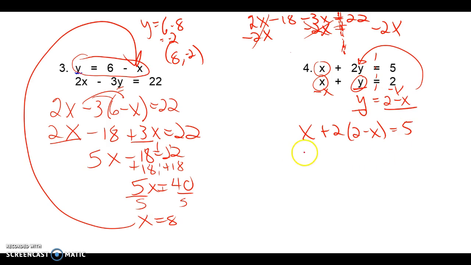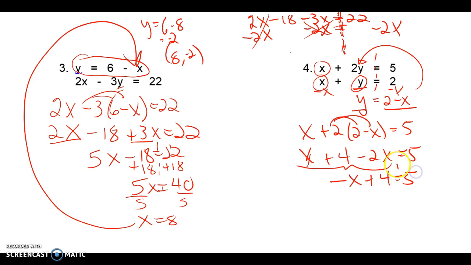y equals that. So x, let's distribute now, plus 4 minus 2x equals 5. I'm going to simplify this side. x minus 2x, negative x, plus 4 equals 5. Right? I'm going to subtract 4. I'm going to subtract 4. Notice I did it on one side of the equal sign and the other side of the equal sign. Negative x equals 1, x equals negative 1.